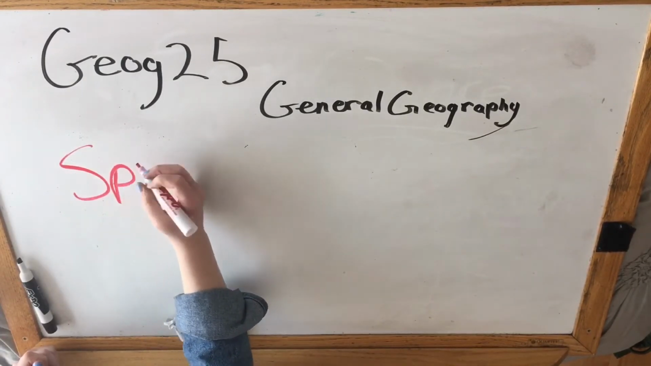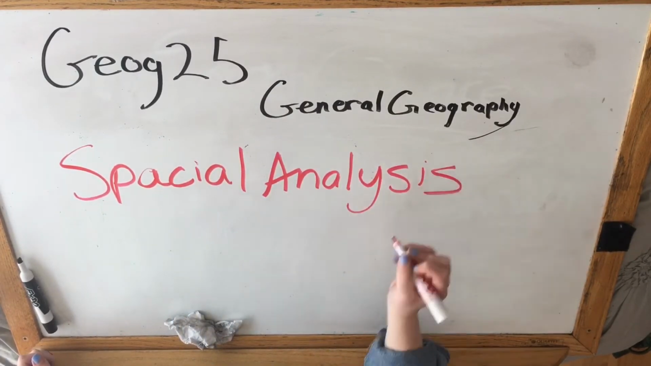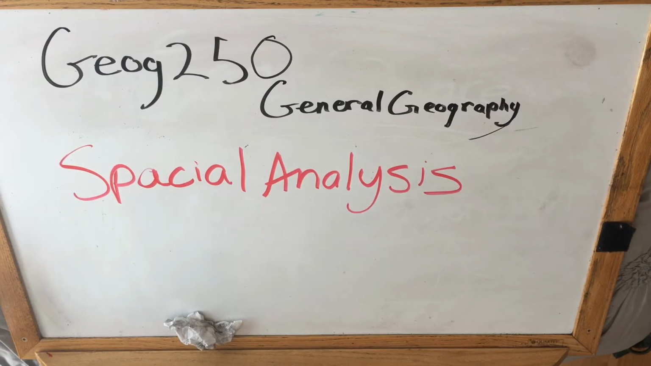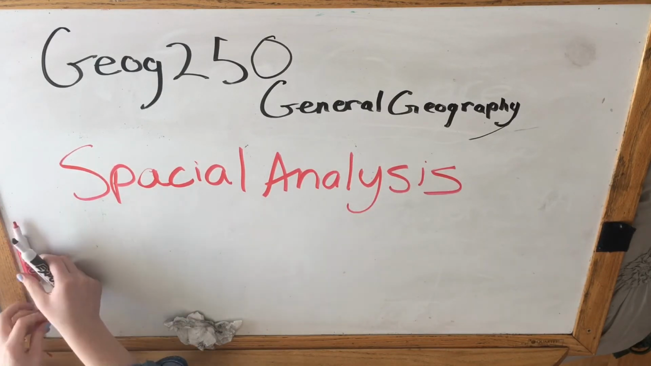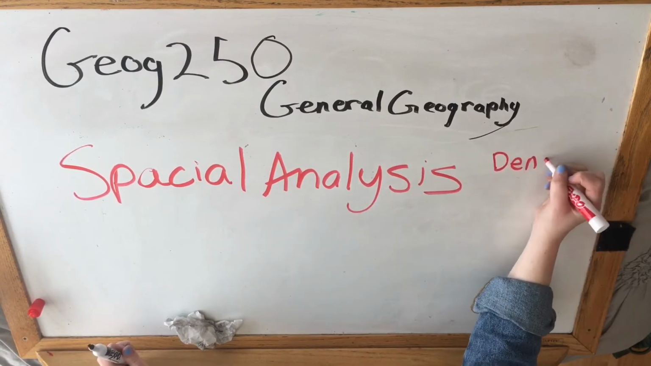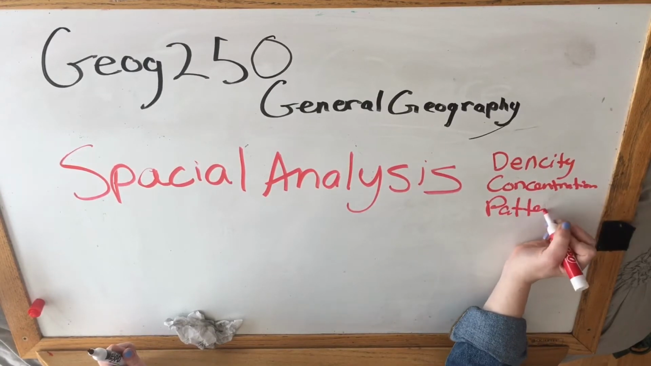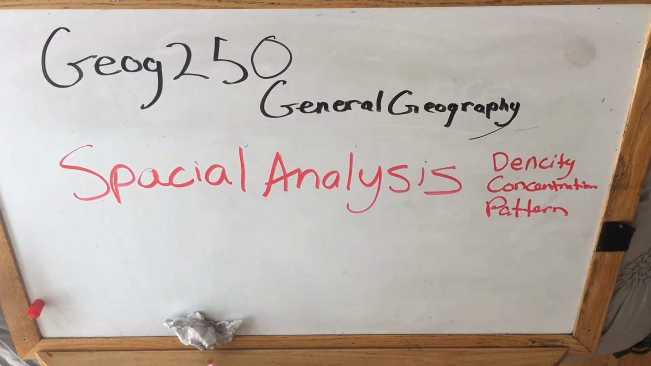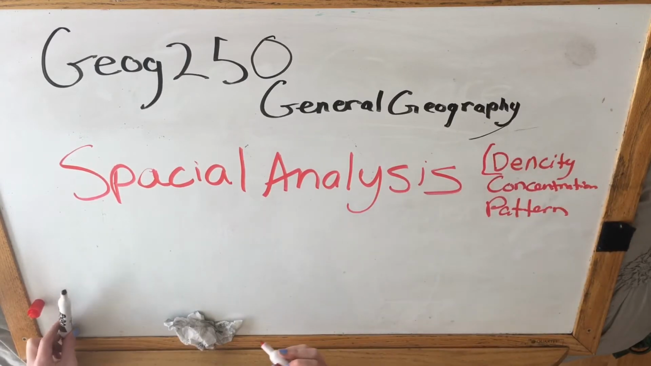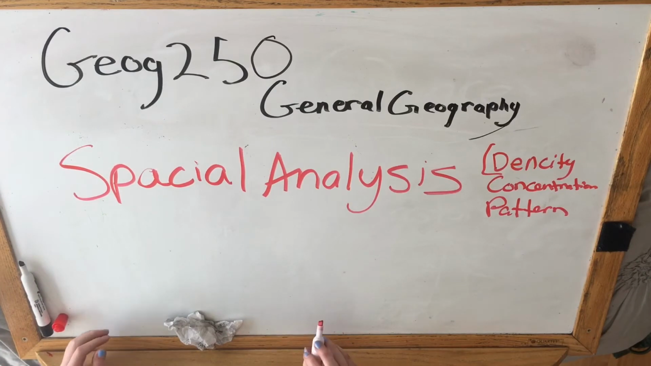Spatial analysis is what it sounds like, analyzing space. We consider three things when doing spatial analysis, and those are density, concentration, and pattern. We'll start with density. Density is the frequency of an occurrence of a phenomenon in relation to an area.